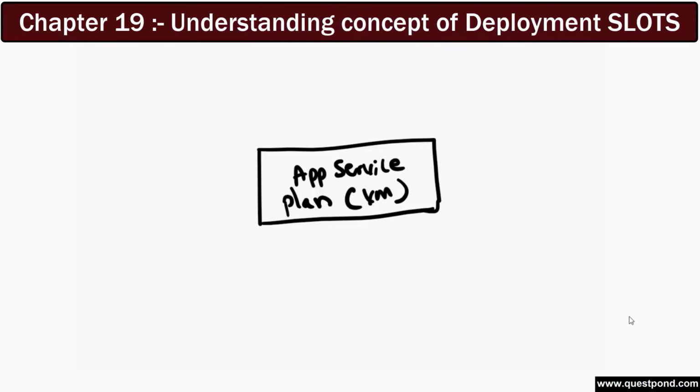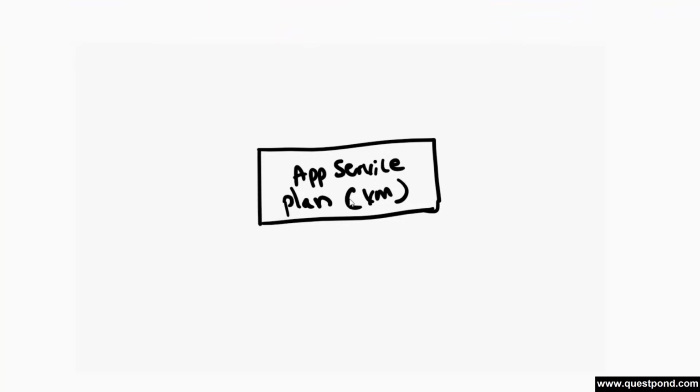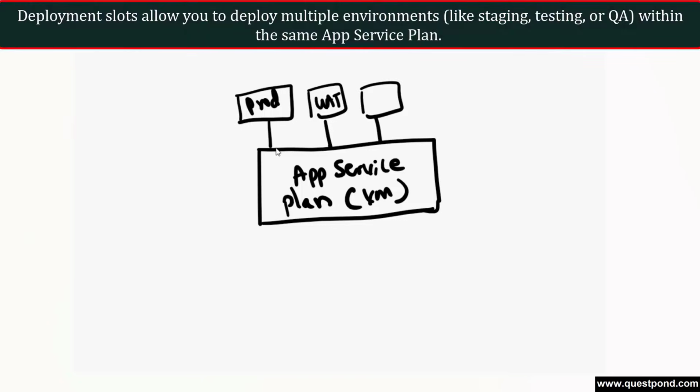So the next demo is on Azure App Service Slot. Deployment slots allow you to deploy multiple environments like staging, production, testing, QA, in the same app service plan. So what it means is that this is your app service plan. I mean, this is the VM, right? So on this, by using deployment slots, you can deploy multiple environments. For example, you can take the same application and deploy here saying that this is production. So one of them will be production. Another one will be probably UAT. Another one can be test, QA, whatever, right?